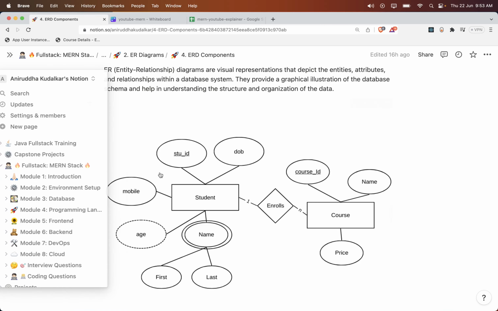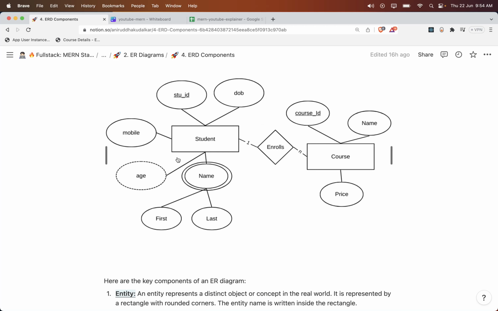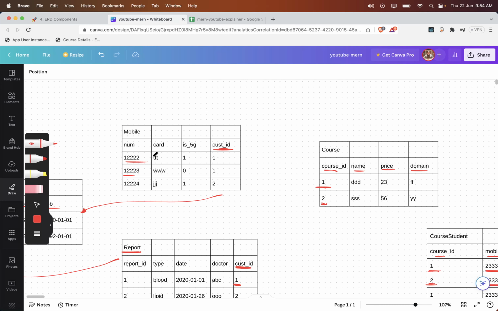Now, when you talk about entity relationship diagrams, a few things we have seen: what are entities, what are attributes, what are the keys, what are relationships. Now, how to present them? If you want to present the entity, we know what we mean by entity: a distinct object or concept. It is represented by a rectangle, with rounded corners optional. An entity name is written inside the rectangle. So if you want to present entities like mobile, report, course, customer, student, you need a rectangle. So this is an entity, this is an entity.